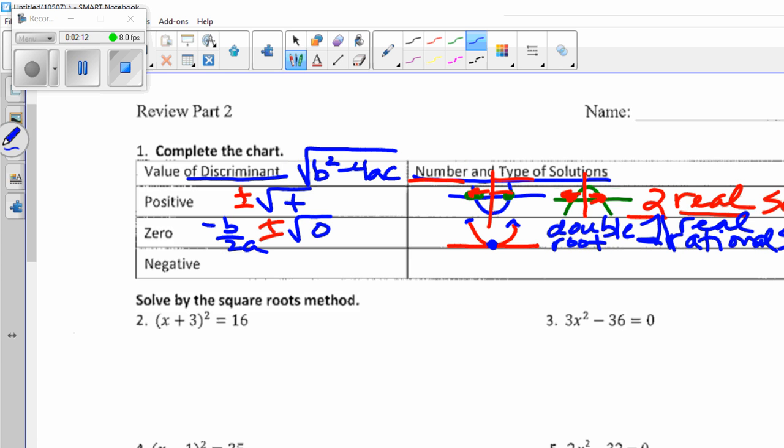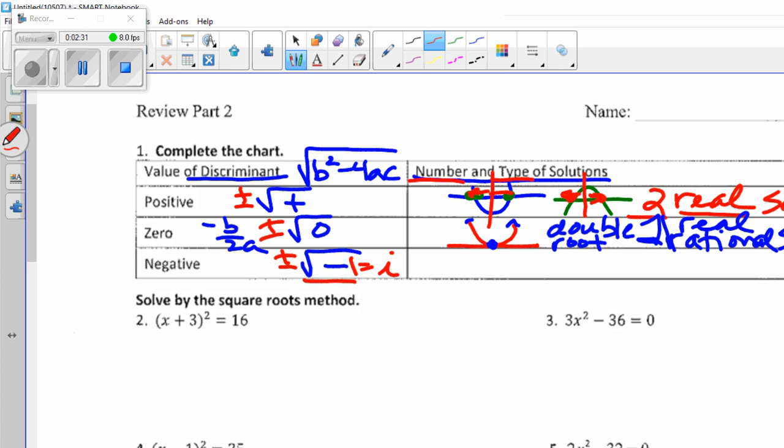And then the next thing is if it's a negative. So under the square root you have a negative number, and then that would be plus or minus. Well, anytime you have the square root of a negative number, that is going to equal i. The square root of -1 is i.